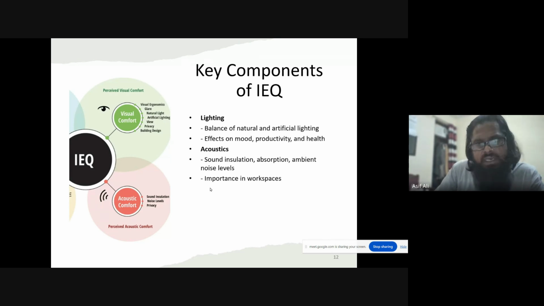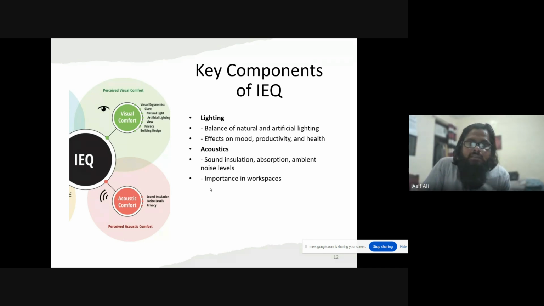One is natural light and the other is artificial lighting. Many houses, even today in urban areas, don't get natural light in the internal spaces, which is very important. So it should always be combined, the natural light and the artificial light, because it affects your mood, your productivity, your health, and it tells you that now it's night and now it's day. That is the body clock, which recognizes it on the basis of natural light.